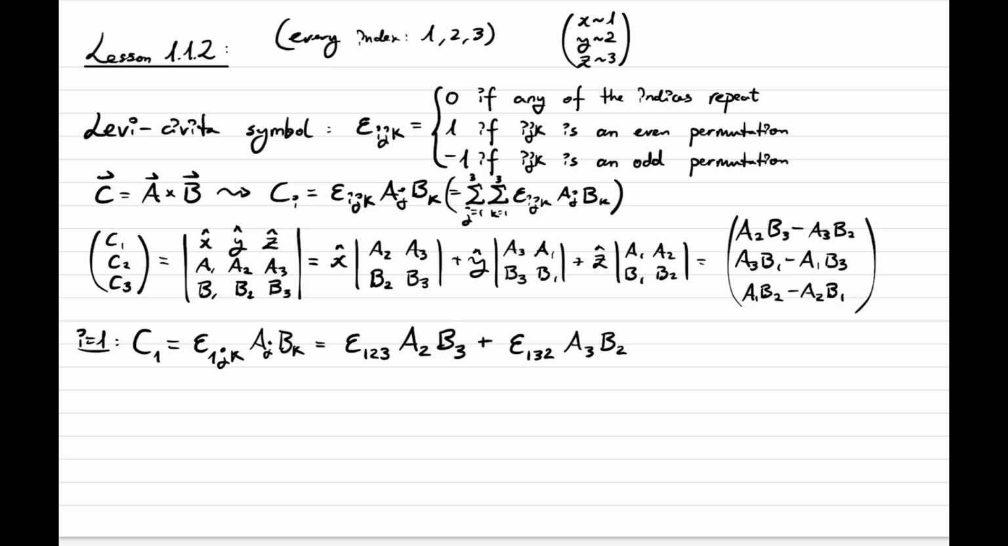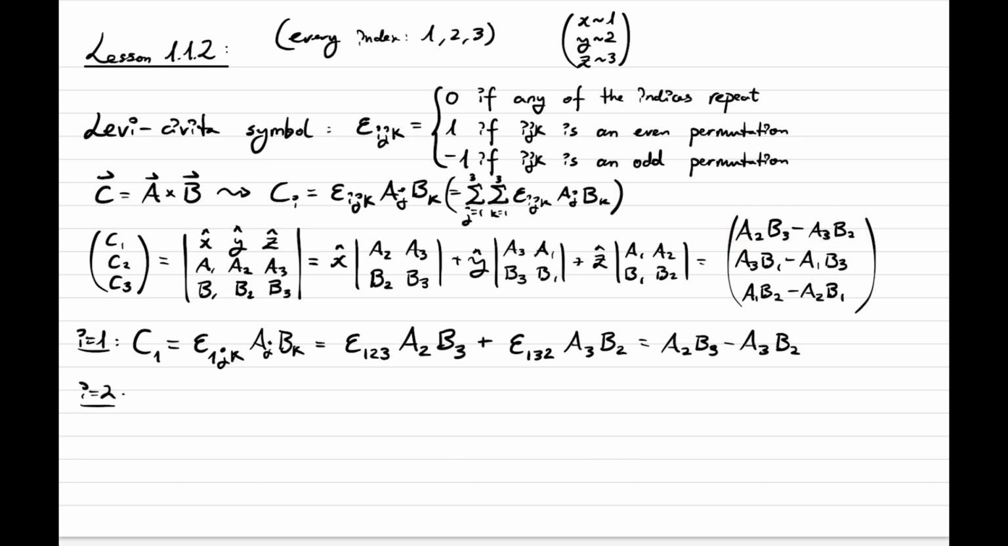Okay, so now we have that this is going to be equal to 1 because 1, 2, 3 is an even permutation. And 1, 3, 2 is an odd permutation. Again, if you don't know what an even or odd permutation is, you can check the video that is going to be in the description. So we have found, by substituting in the components, that the first component of C is equal to this. And you can see that this is in fact the first component.